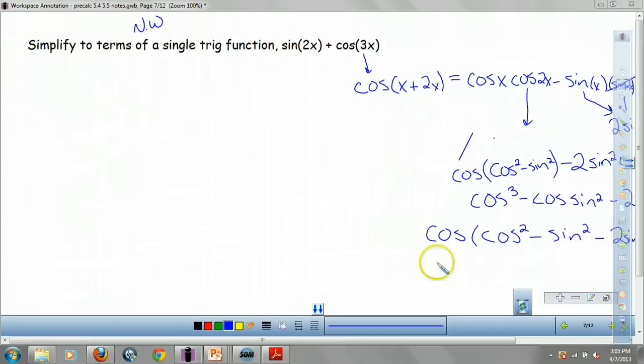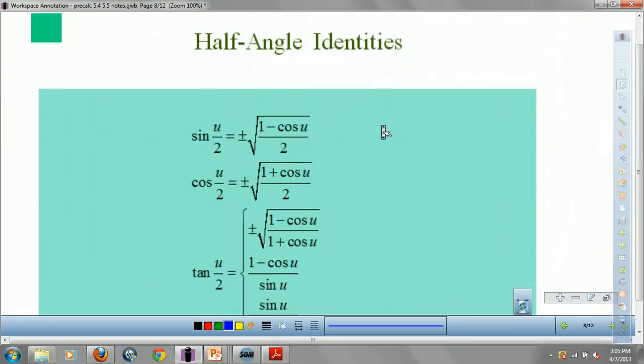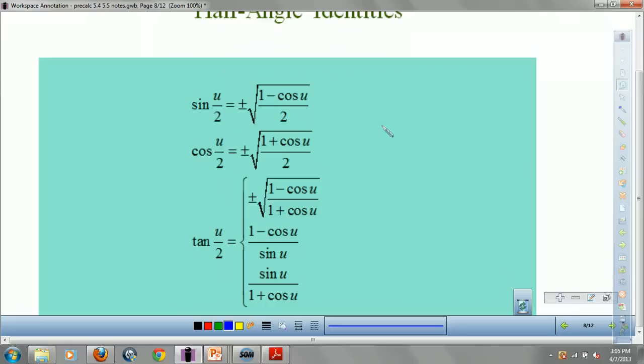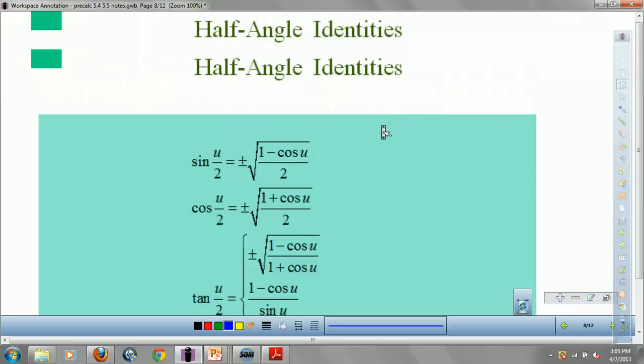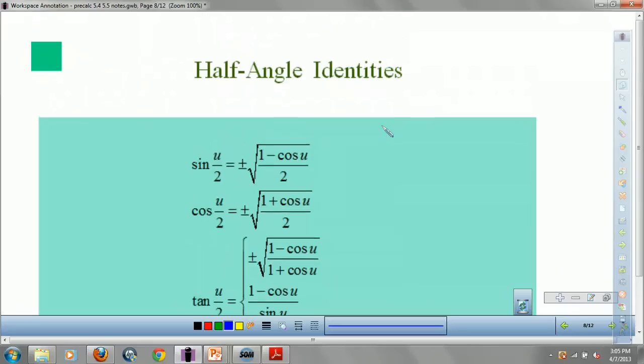Wait. Before you go, I'll write down these identities. I just want you to have them. They're your half angle identities. I'm going to be honest with you, they will come up. I'm going to give you some homework problems with them. Okay, so just write them down. What you're going to have to do is plug in this beast in for this beast. So this is just to kind of expose you to it, so you've seen it before.